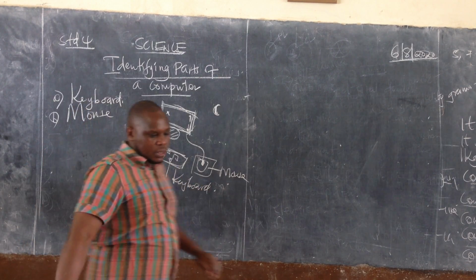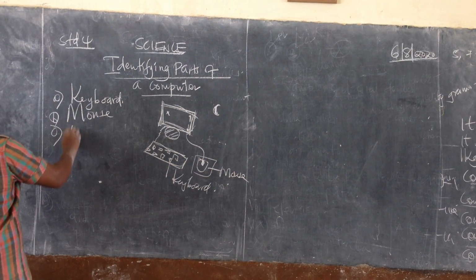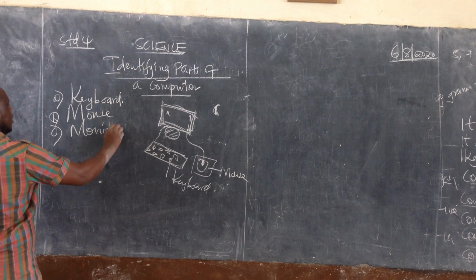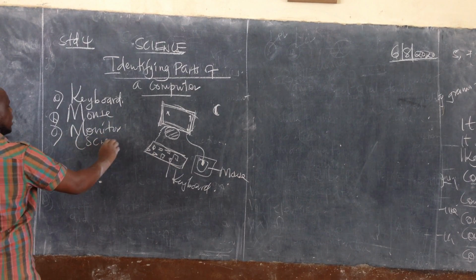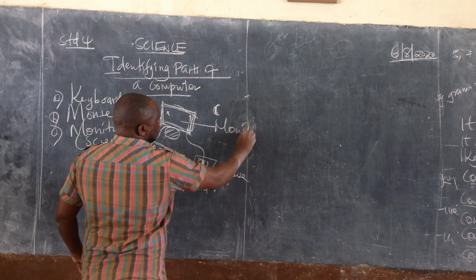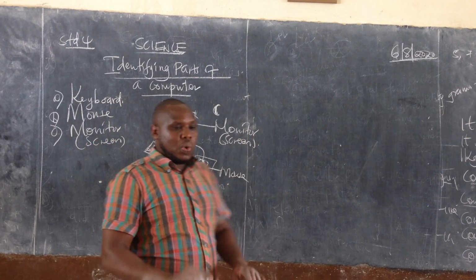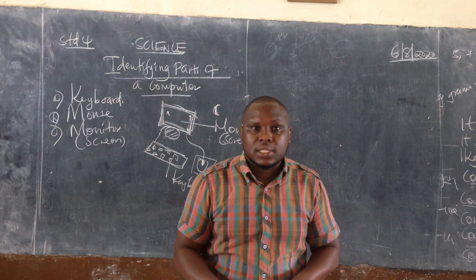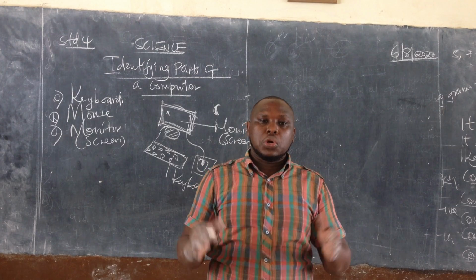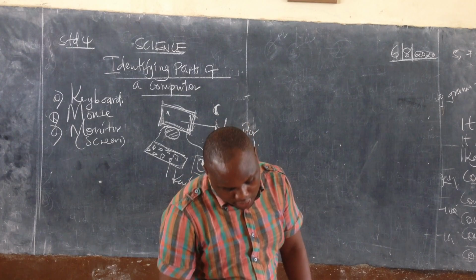Then number three, we have what we call the monitor. The monitor is also called the screen. This is what we call the monitor, or the screen. While you're typing, what you look at to see what you are typing is what we call simply the monitor. That is what we call the screen.